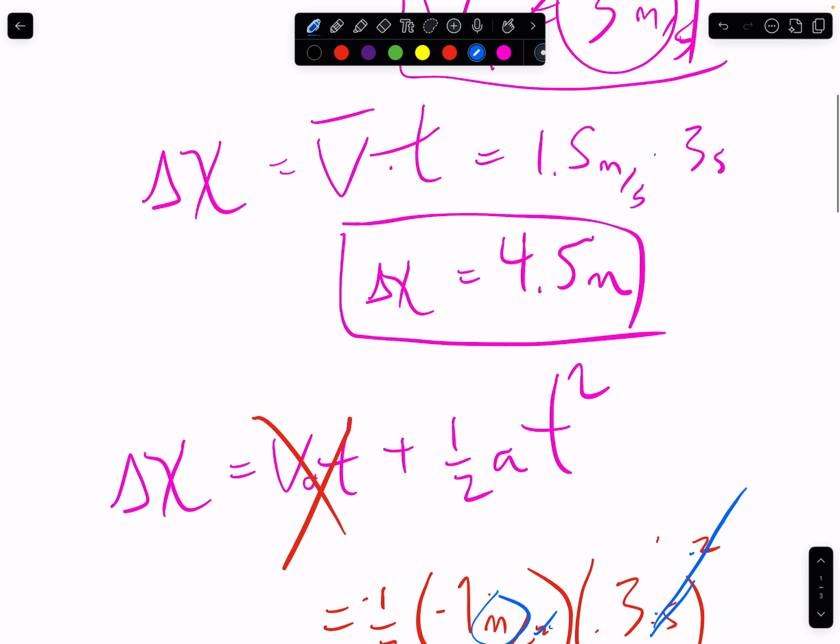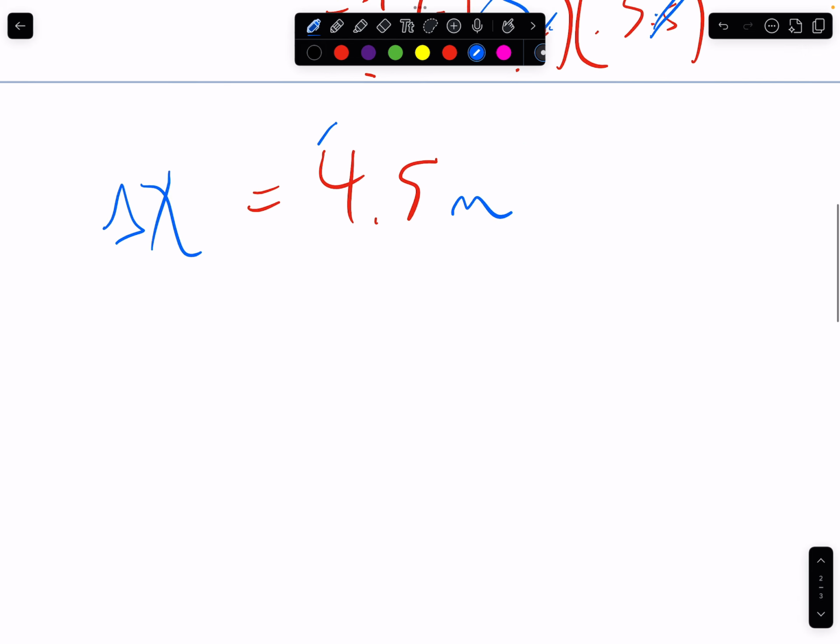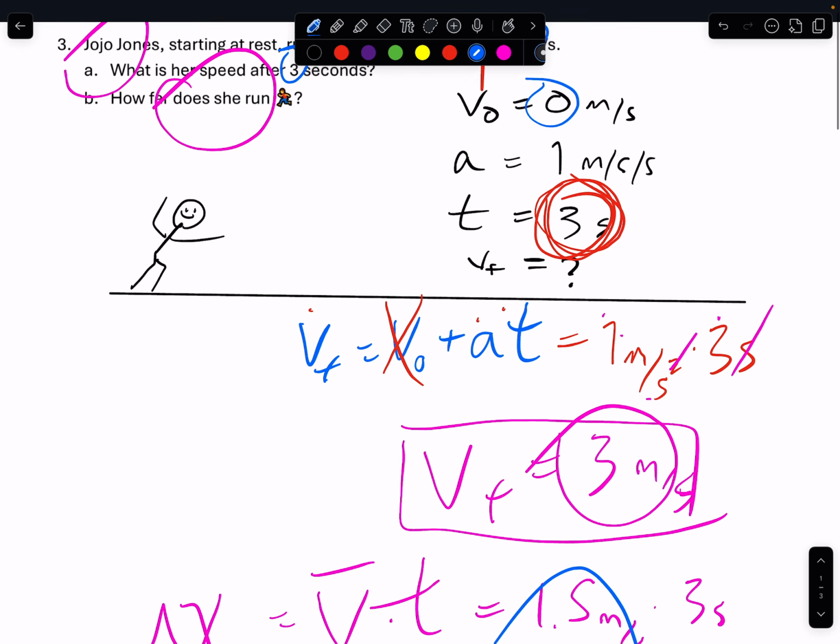So whichever way you figure it, the distance is 4.5 meters. Okay then.